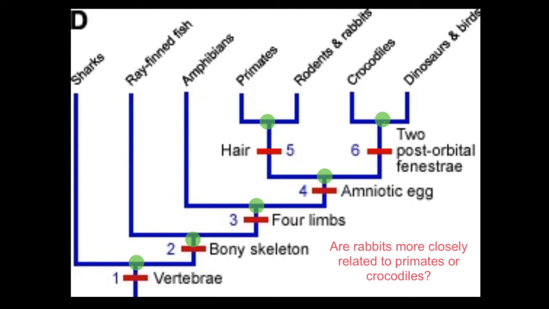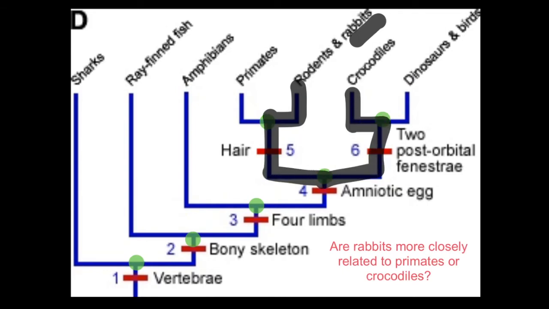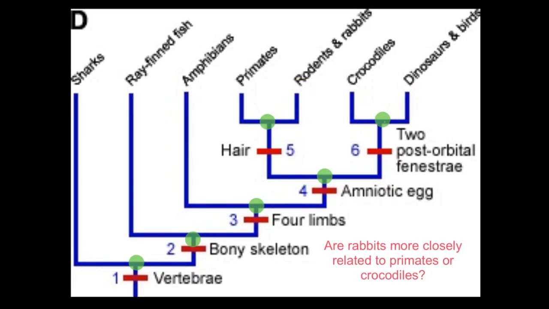So as we go back to the common ancestor, we see that rabbits here come down the tree and connect with crocodiles here at their most recent common ancestor there. We can also look and see that rabbits and primates connect here. So their common ancestor is more recent, and so rabbits are more closely related to primates than they are to crocodiles. Let's take a look at one more.